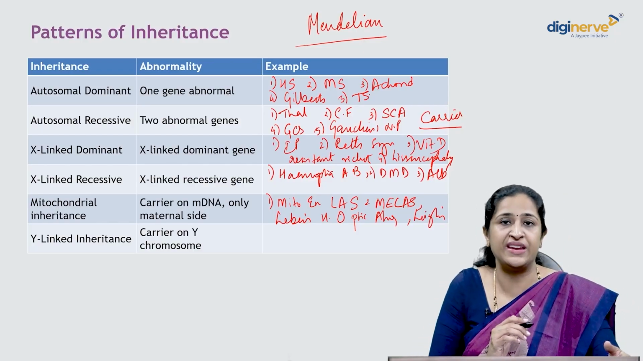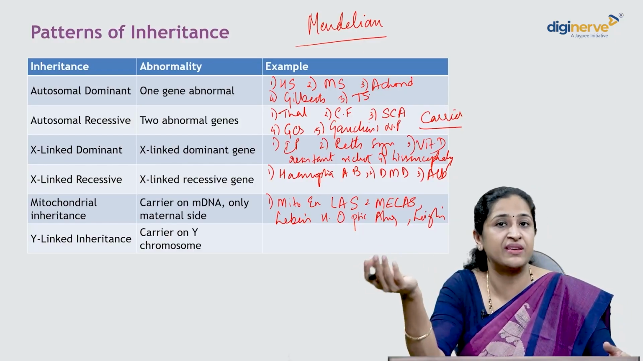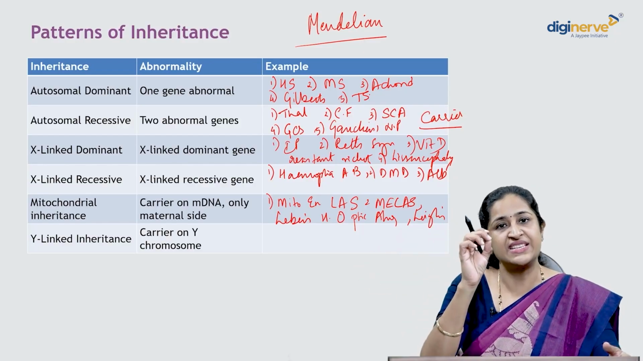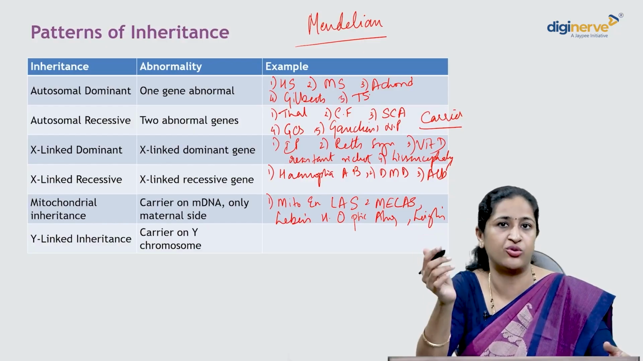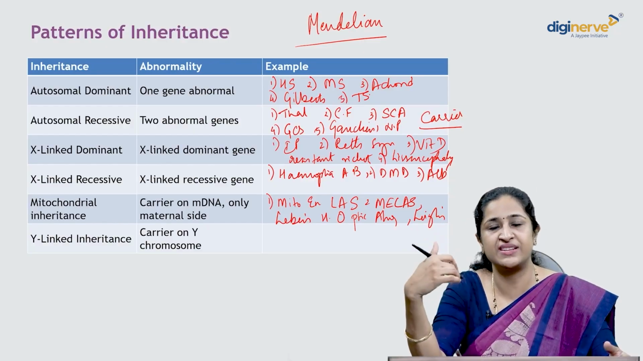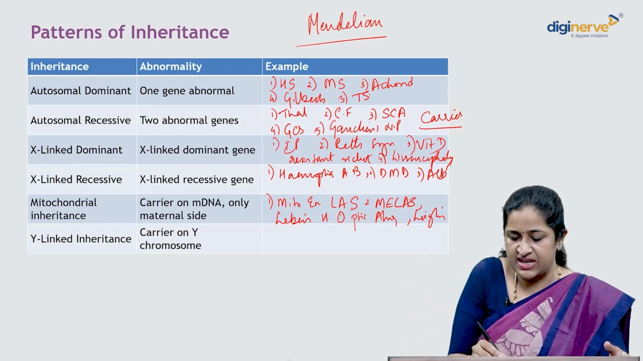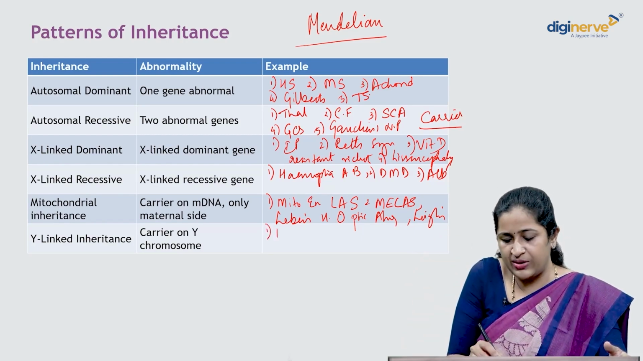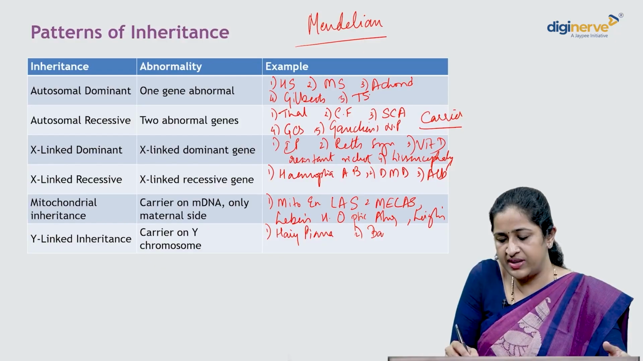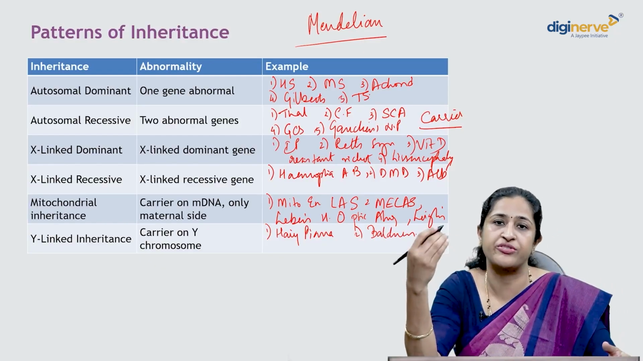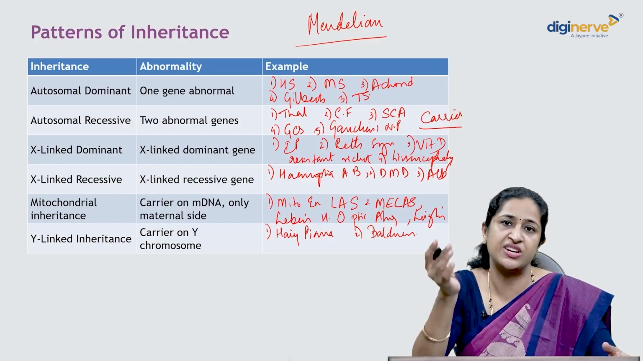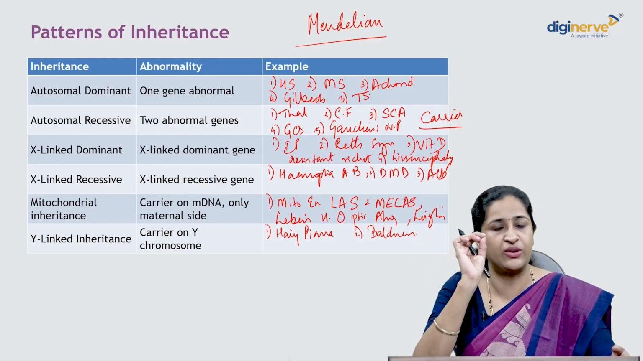Now coming to Y-linked conditions. I had discussed this in my detailed class on this. These are essentially a very small set of genes which are carried on the Y chromosome. So these are inherited from fathers to their sons. So what do you have here? Here you have hairy pinna, the typical baldness or the early onset of loss of hair and baldness. These are inherited on the Y chromosome.